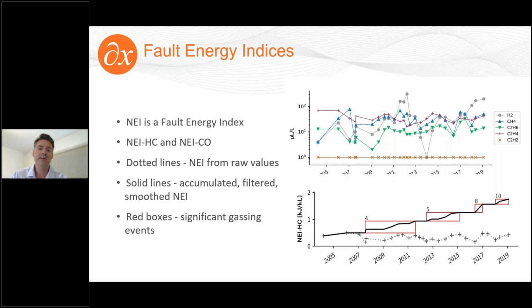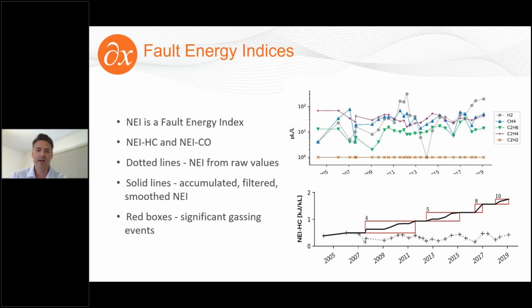An NEI index exists for both impacts of the oil, so these are the hydrocarbons, NEIHC, and the paper, the carbon oxides, so this is NEICO. Either insulating material can generate hydrogen, while methane, ethane, ethylene, and acetylene are mainly produced by the oil, and carbon monoxide and carbon dioxide are mainly produced by the paper insulation.